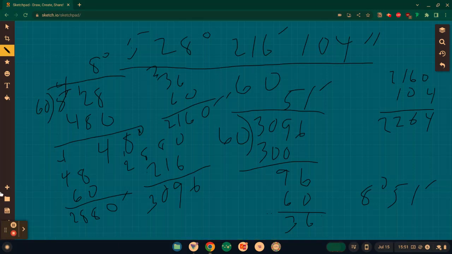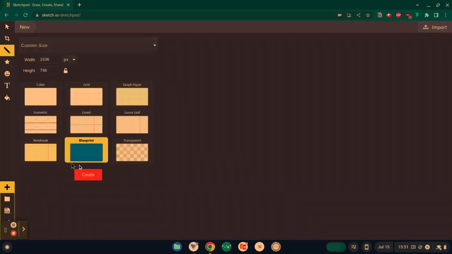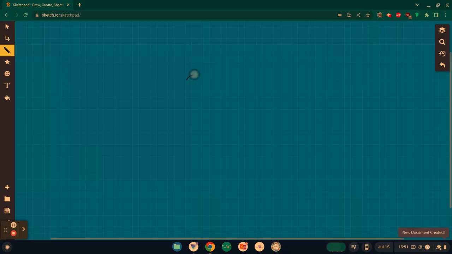Let's go to a new sheet. 2,264. Oops. So we have 2,264 seconds, and we've already figured out 8 hours and 51 minutes. And so now for the seconds, we want to divide this by 60. And 60 goes into 226 that would be 3 times.